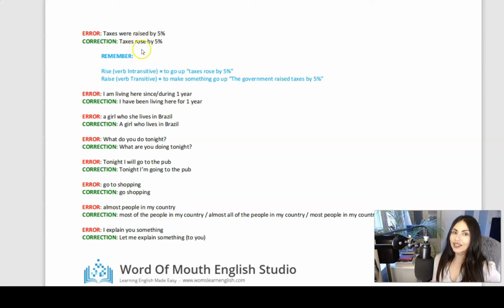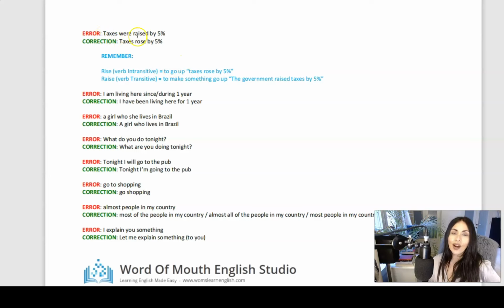Rose is the past simple of rise, whereas raised is the past simple of raise. Therefore, they cannot be used in the same way, as rise means to go up. Therefore, we can say taxes rose by 5%. But to raise means to make something go up. So this is not an automatic action, right? If you say the government raised taxes by 5%, whereas taxes rose by 5% is a more natural action. It doesn't need that object to function in a sentence.